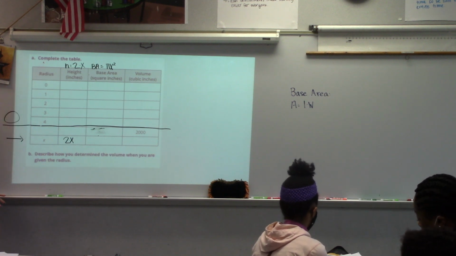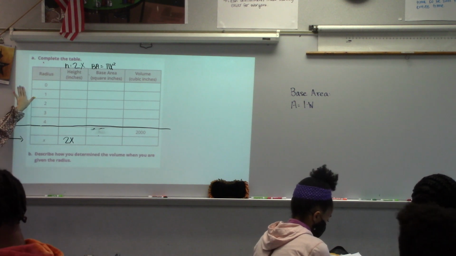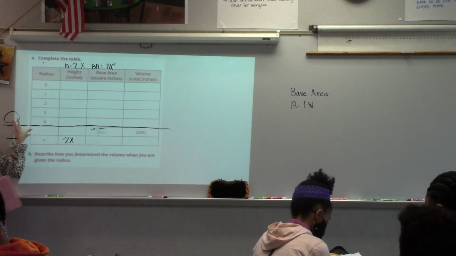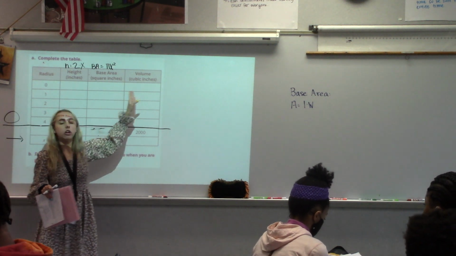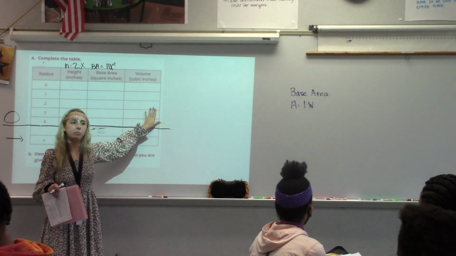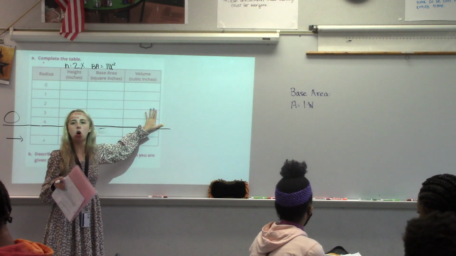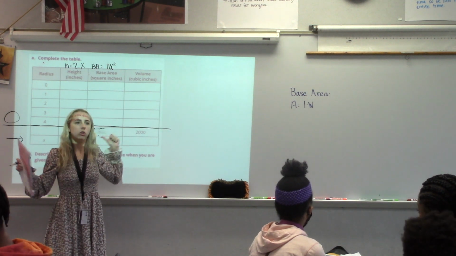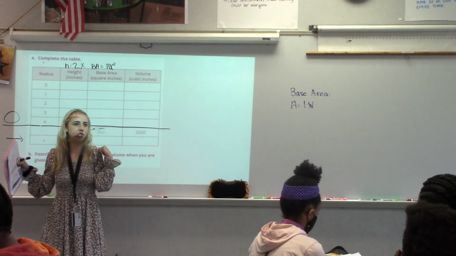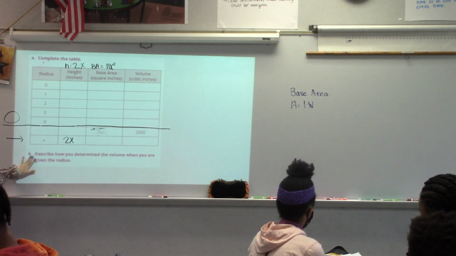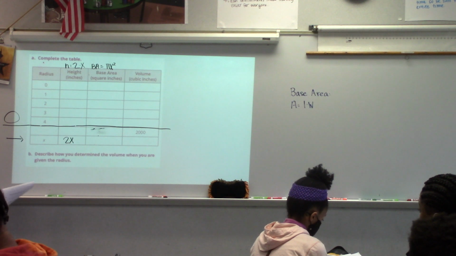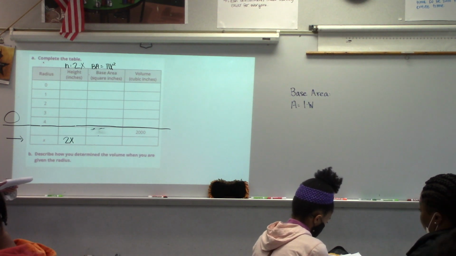Okay, so go ahead and get started in your groups. Go ahead and try to fill out this whole table: height, base area. It's your job to figure out in your groups how volume is calculated for a cylinder given this information. And then start thinking about B and C, the follow-up questions to support this. Okay, so in your groups.